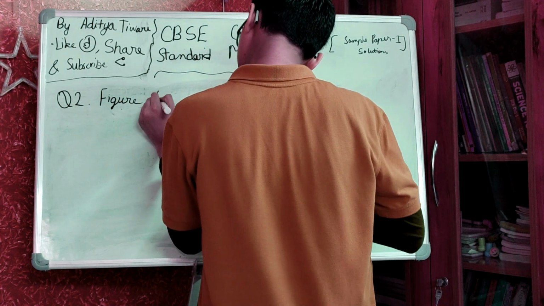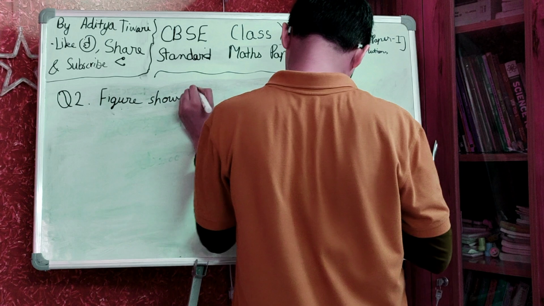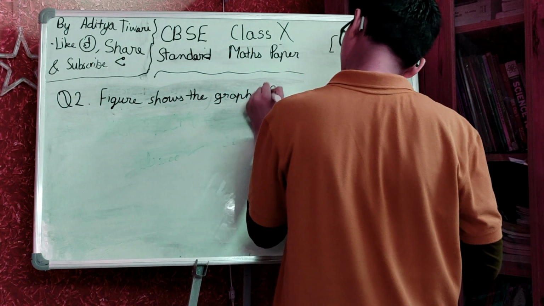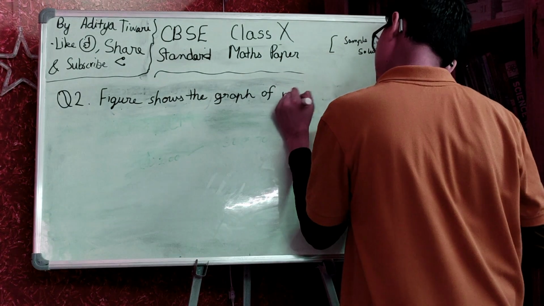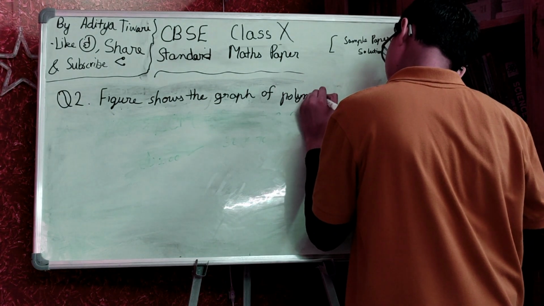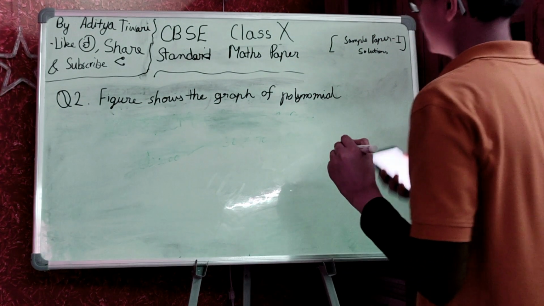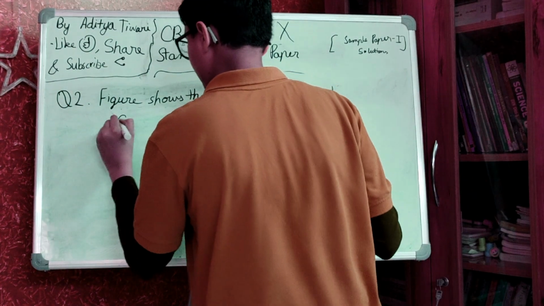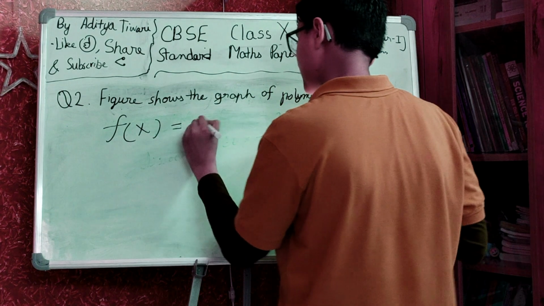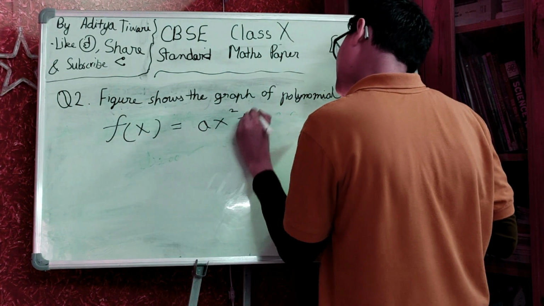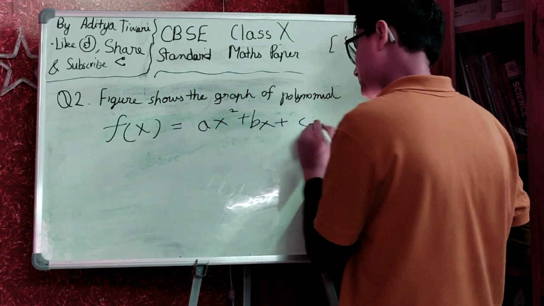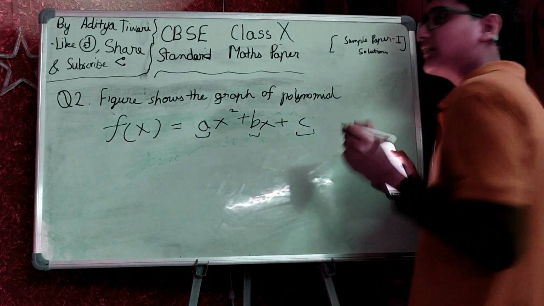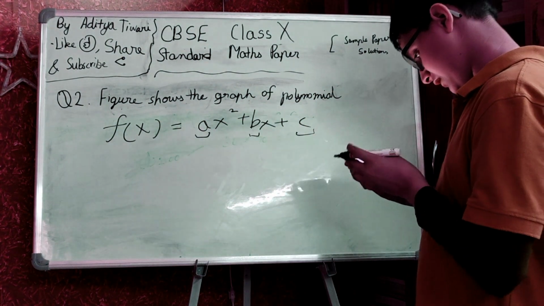The figure shows the graph of a polynomial. The graph of the polynomial. You write the function here: f(x) is equal to ax square plus bx plus c. So you all should know what each coefficient means in the graph.